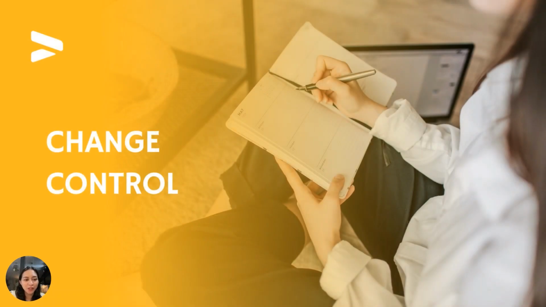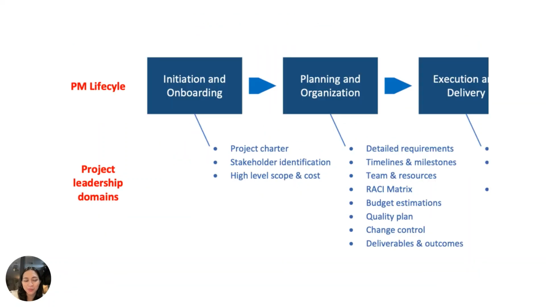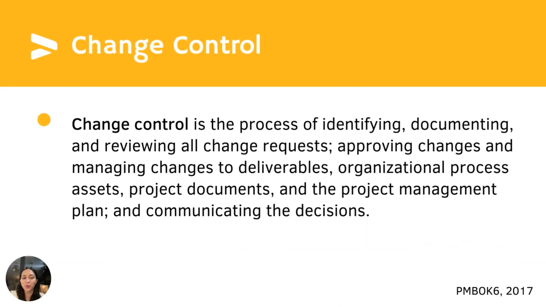So now we move on to change control, which is another topic we would like to discuss, part of the PM life cycle under planning and organization. As you can see here, we have already discussed all of these, and we're now going to go to change control, deliverables, and outcomes. So part of planning and organization is what we call change control.